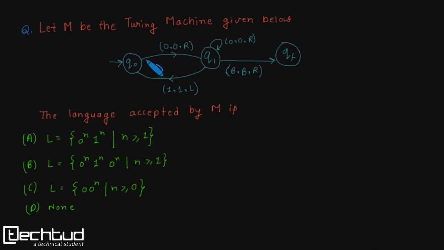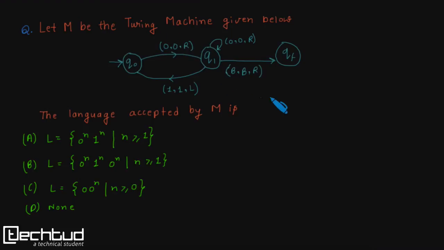In this video we will solve this problem. This is a problem on Turing machines where we are given a Turing machine M and we have to find out the language that will be accepted by this machine M. Here I assume that you are familiar with this notation.